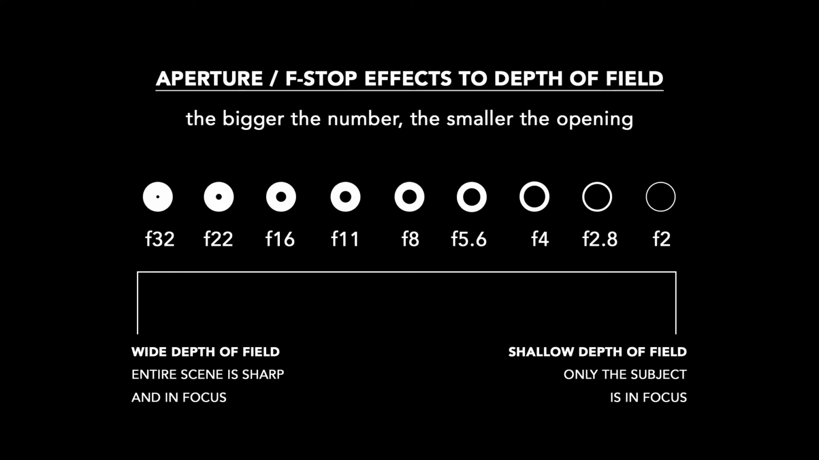So if stopping down from f2.8 to f8 will create a sharper image, then it also makes sense that going to f22 will create an even sharper image and give me an even wider depth of field. While it's true that going to f22 will give you wider depth of field and sharper edges on the image, it also causes a negative effect called diffraction.